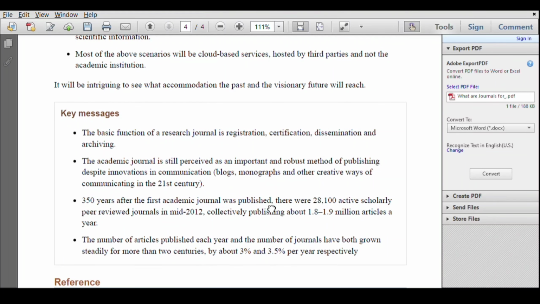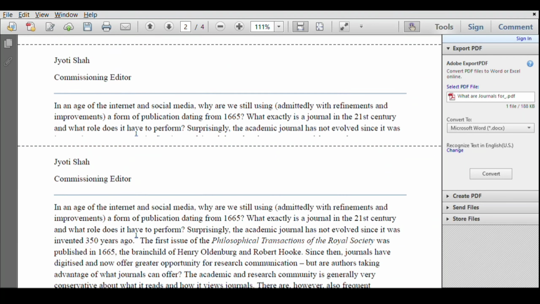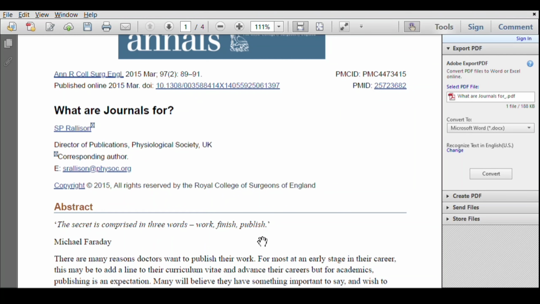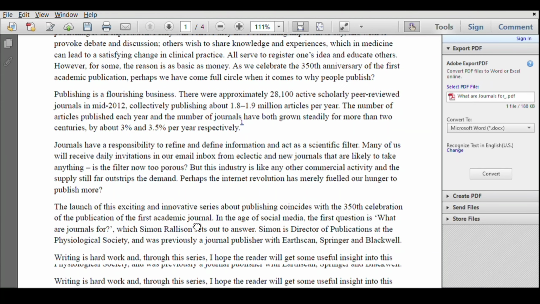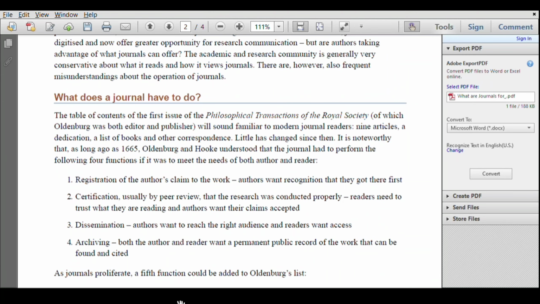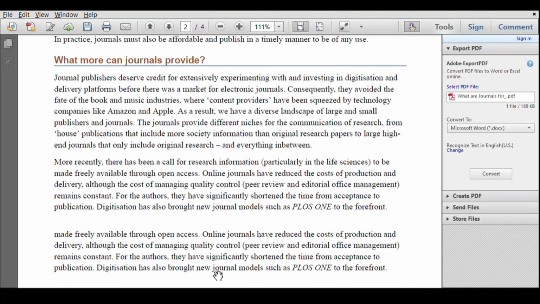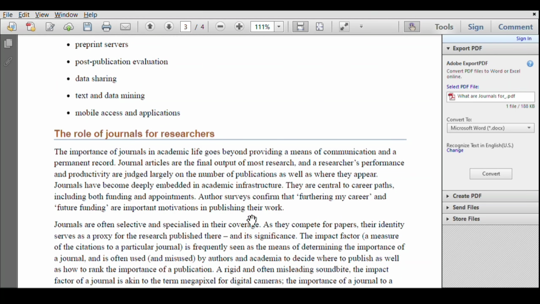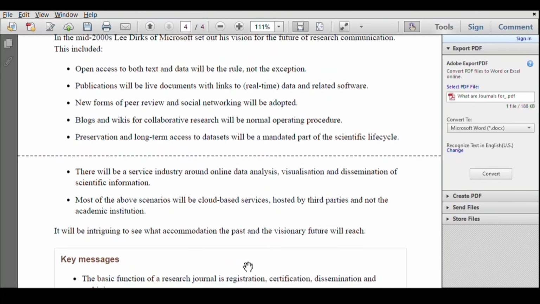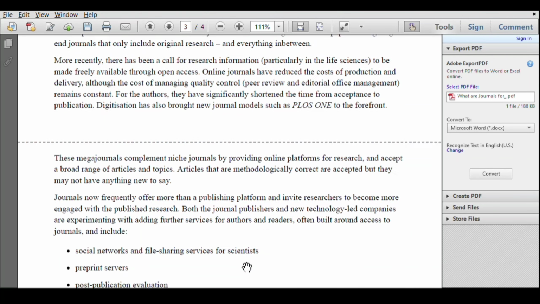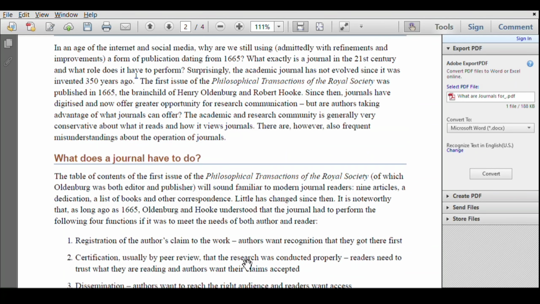After that, go back to beginning and briefly skim the content. Look at key headings. What are journals for? What does a journal have to do? What more can journals provide? The role of journals for researchers. The future of journals. Look at the key headings, key diagrams to have important information.